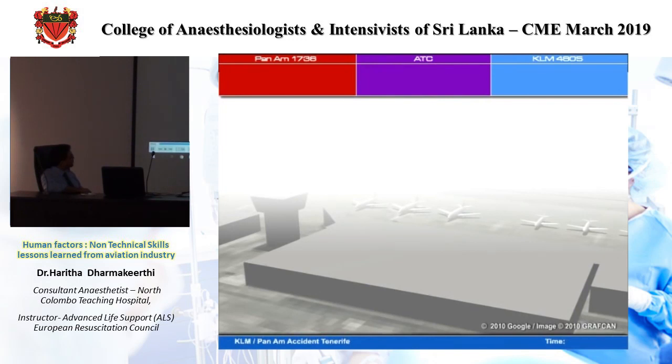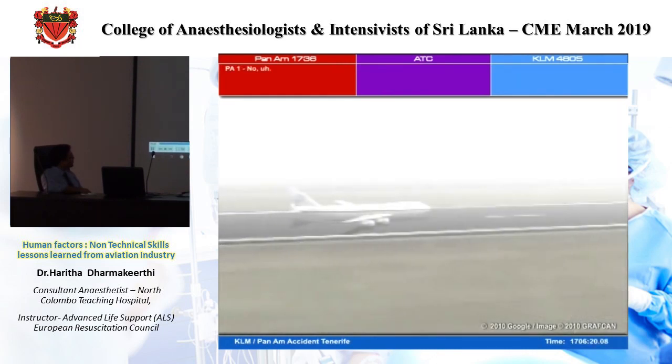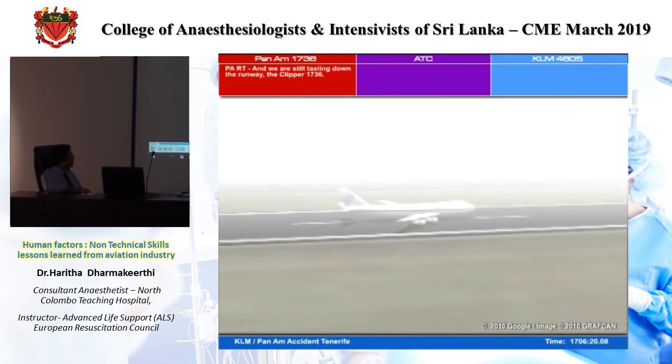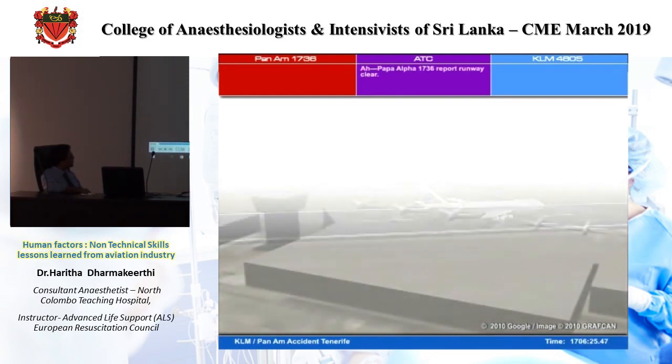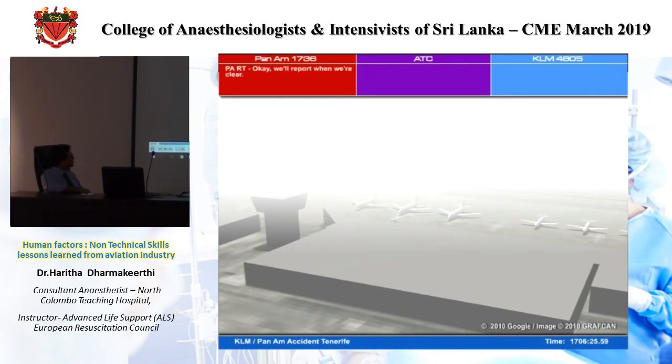Concurrent with the controller's request to stand by for takeoff, the Pan Am airplane announced on the radio that they were still taxiing down the runway. The simultaneous transmissions caused a shrill noise in the KLM cockpit, making the transmissions difficult to hear. At 5:06 and 25 seconds, the controller asked the Pan Am airplane to report when they were clear of the runway. Pan Am responded that they would report when clear.